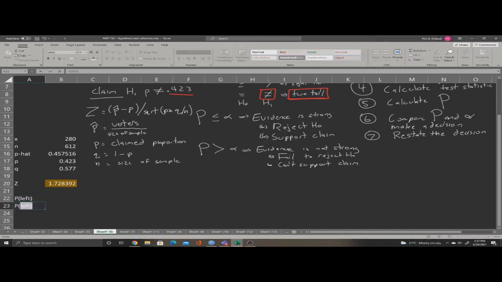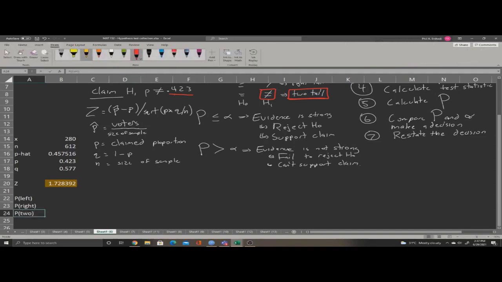Now, to calculate the big P, we need to find P if it was left tail, P if it was right tail, and P for two tail. So I'll write down the formulas once again. For left tail, we'll say equals NORM.S.DIST and say Z, comma, true. To get the right, we do 1 minus whatever the left was. And then for two tail, we'll take 2 times whichever one is smaller, and so we'll say times min of the left and the right.